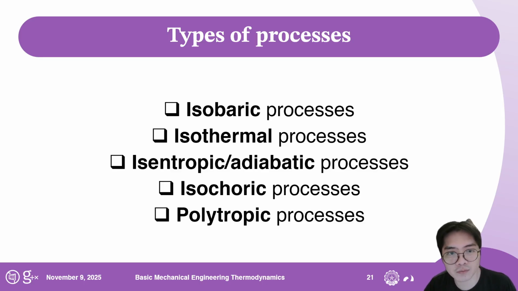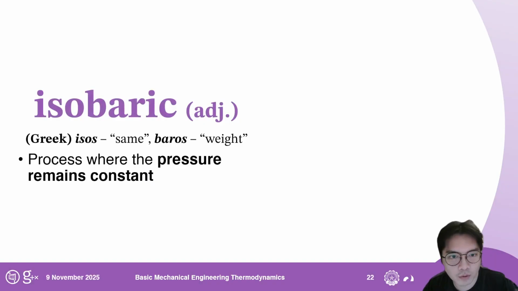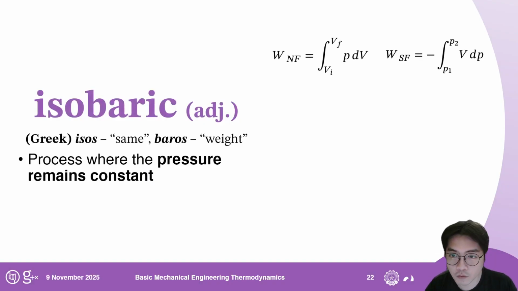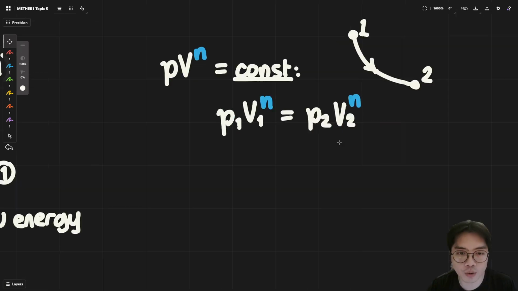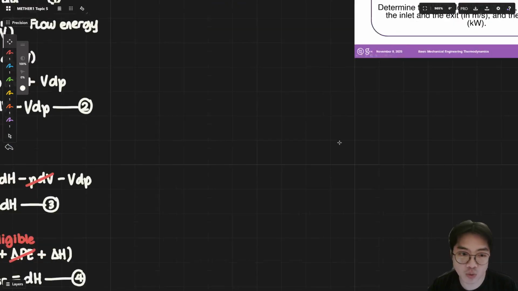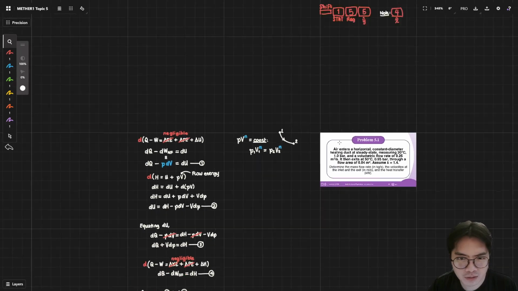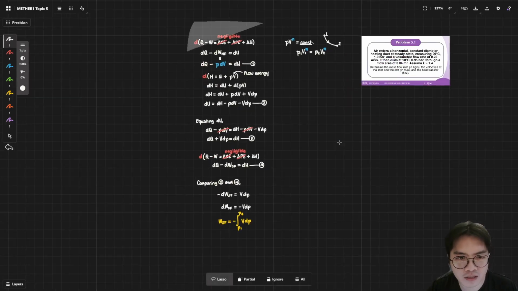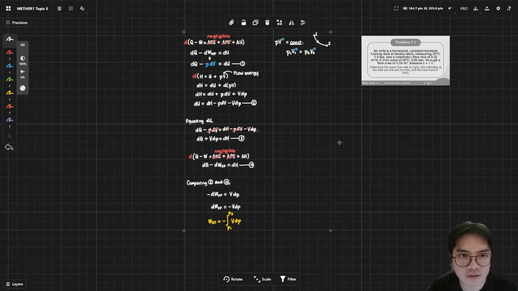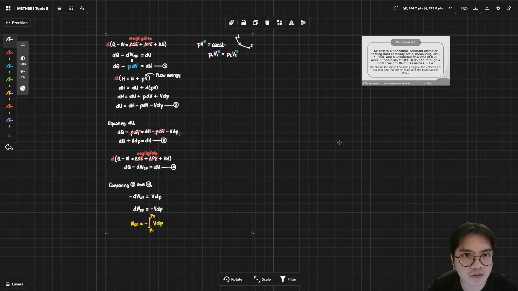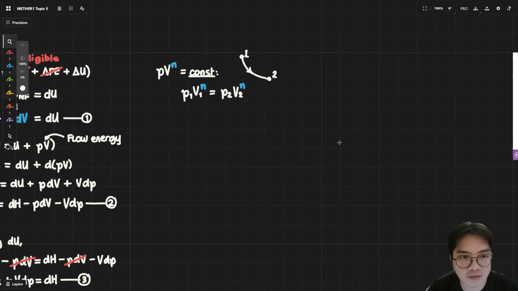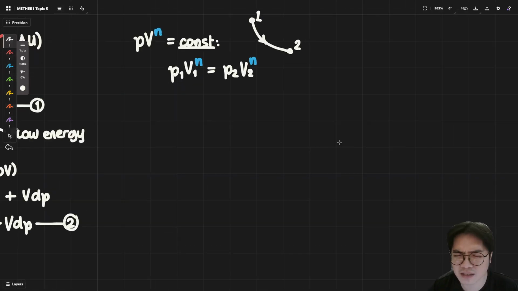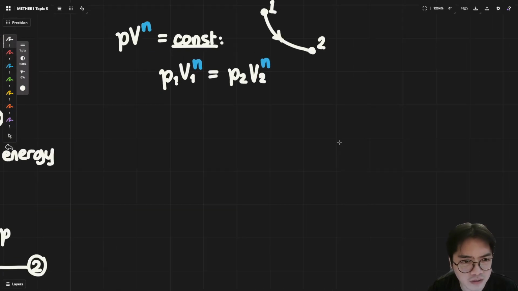We start with isobaric processes. Hopefully everyone remembers the work non-flow formula for isobaric processes. We also hopefully know the n for each one. Okay, so let's move everything to the left. And now let's have here a little table. The type of process is here.